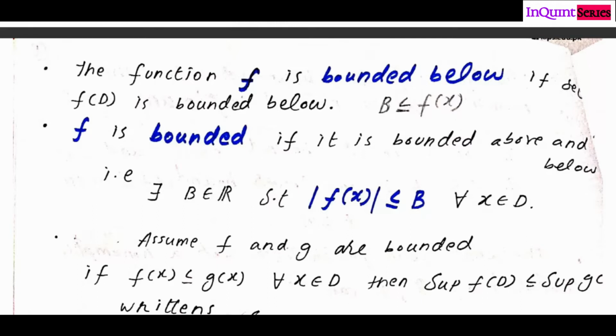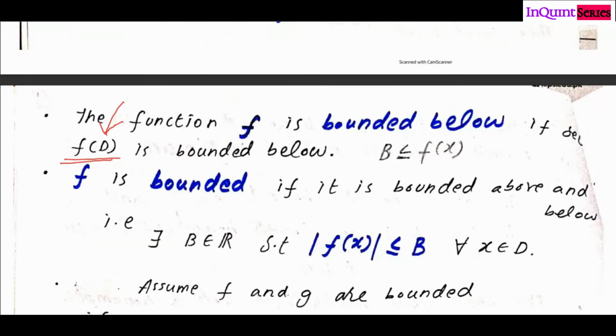Similarly, our function f is bounded below if the set f of D is bounded below. That is, if there exists b that belongs to the set of real numbers such that b is less than or equal to f of x, then in that case we can say our f is bounded below. So our next key point is f is bounded if it is bounded above and bounded below.